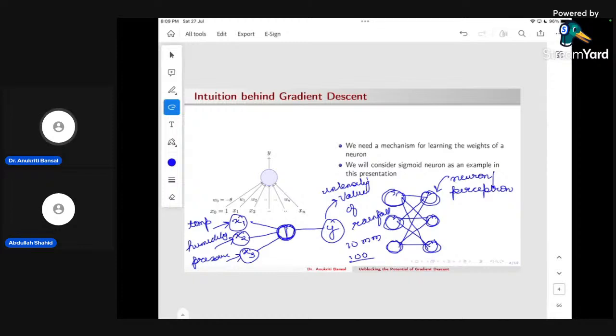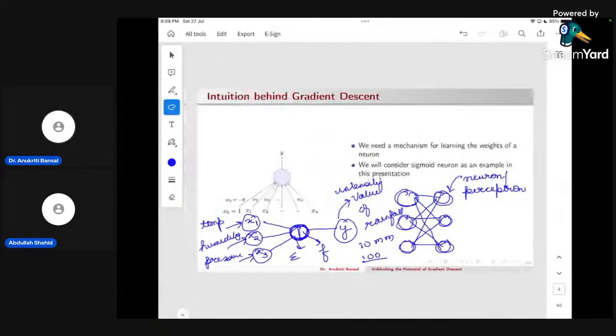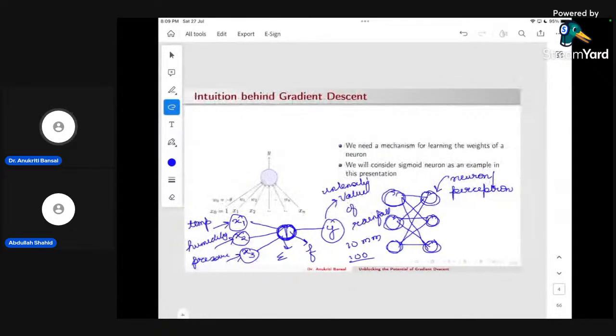Now, when I am talking about neuron, it also consists of two parts. First is the summation part, and second is the sum function. Let's talk about this function later on. So, whenever I'm talking about the intensity value, this x1, x2, x3 has some weightage. Maybe temperature is more important or humidity is more important rather than pressure in predicting the rainfall.